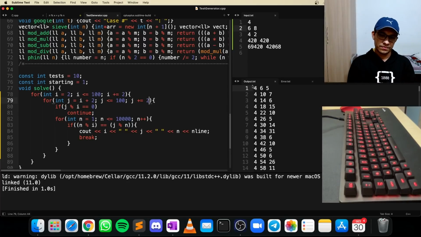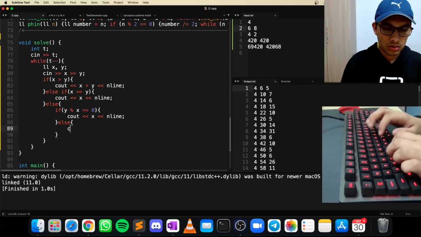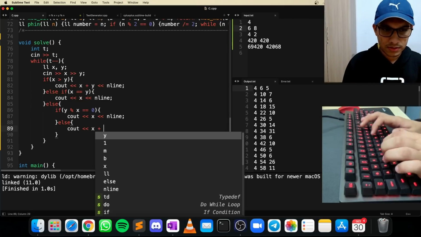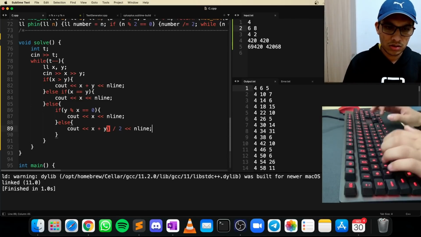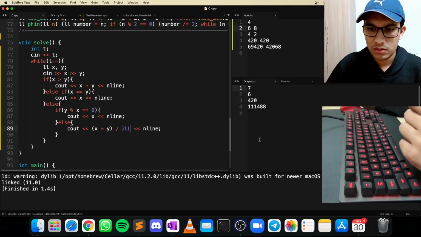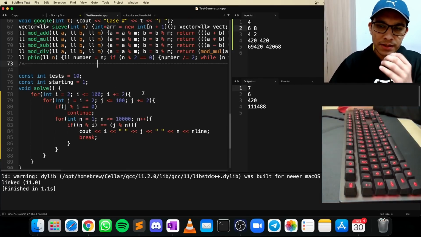Okay, so if both of them are even, then I can just take their mean, right? Would that be giving me the same answer? I think yes, I can take their mean. I can just print out x plus y by 2. I think this should be fine. For 7 this is working, but let's just see this case as well. If I just print the mean, that works totally.